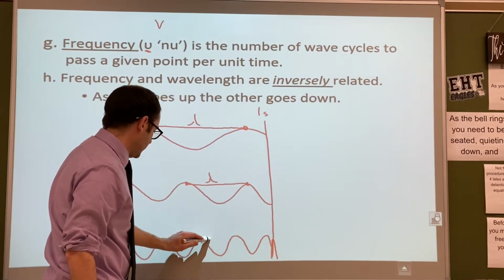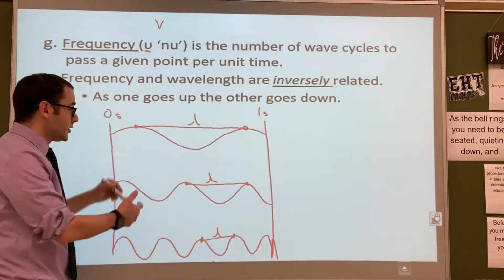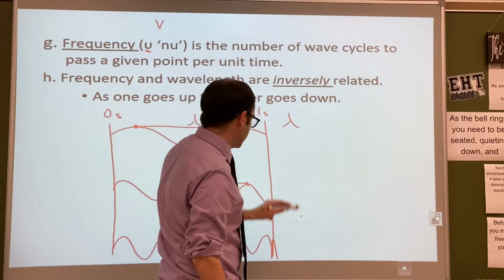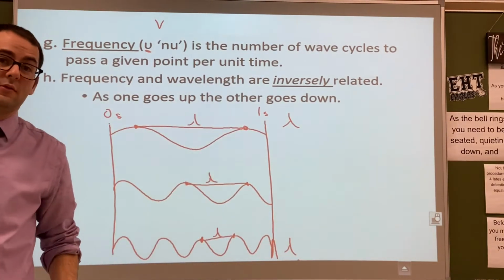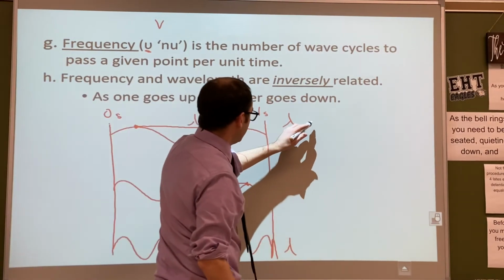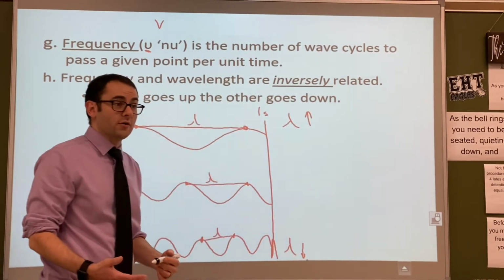And then this one, the wavelength is from here to here, all right? So if you were to compare the top one and the bottom one, how would you compare their wavelengths? The top one's, you could say, longer, right? The bottom one's shorter. So the top one's going to be longer, the bottom one's going to be shorter, right?